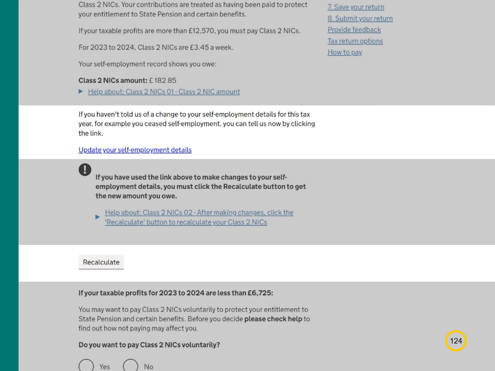If you think the amount is incorrect, this may be because you started or stopped self-employment during the tax year. Select the Update Your Self-Employment Details link to update your details. Once you've done this, you must also select Recalculate to get the new amount.